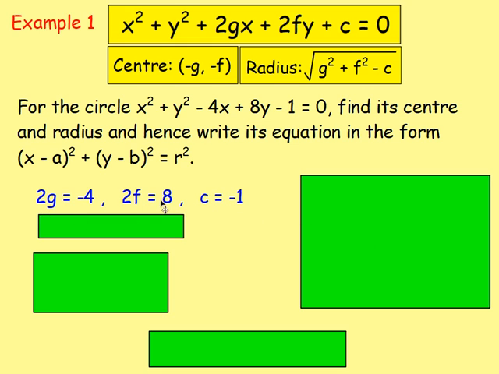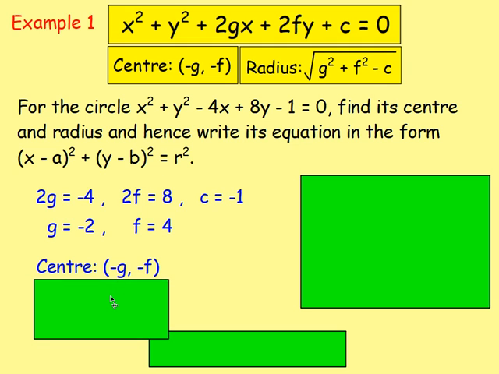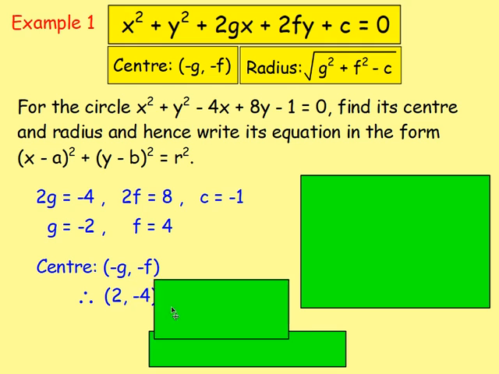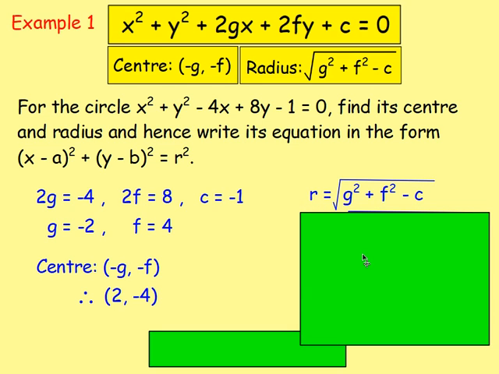After that, if you have 2g and 2f, you can halve both of them. So you can find out that g is equal to -2, and f is then equal to 4. That way you have the values of g, f, and c to work out the radius and also the centre. Remember, the centre is given by (-g, -f). So the centre of that circle, you would have -2, which means that's positive 2, and you will have -f, which is -4. So that will be the y coordinate. So the centre of that circle is (2, -4). R, the radius, is given by that formula there.